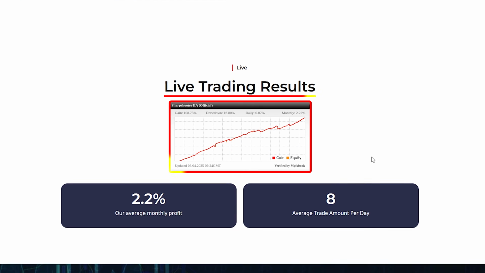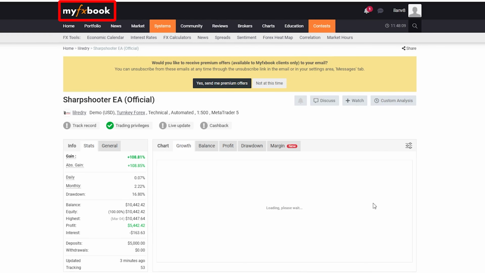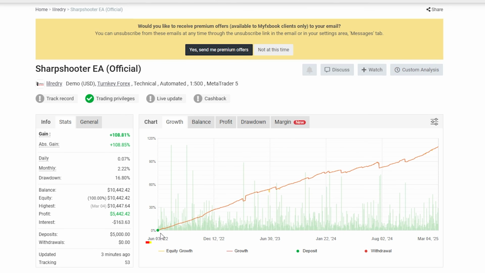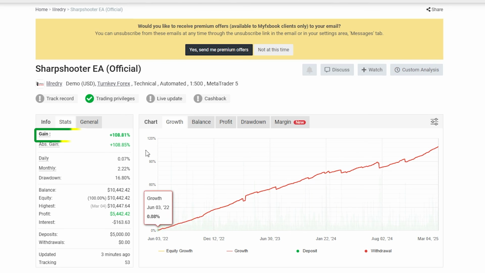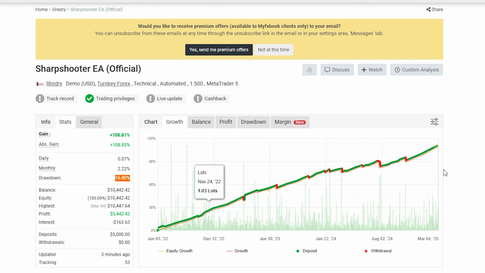And again, this developer does have a live trading results page on MyFxBook, which we can check out very quickly. And what you'll see is that since June of 2022, we've had a growth of a little over 100% with a maximum drawdown of 16.8%. So very, very nice looking EA. When I show you the backtest on my VPS, you'll see that this is very, very accurate, and that my results match these quite closely. Okay, let's move to the VPS.